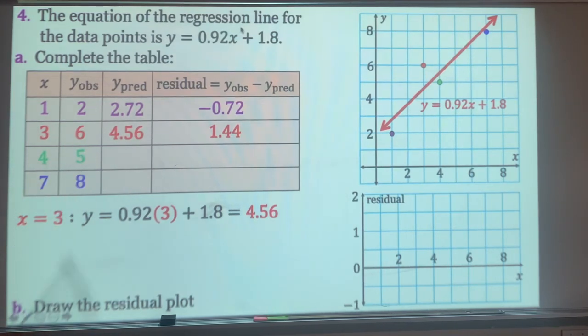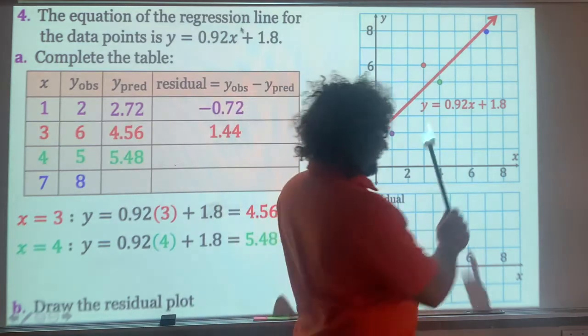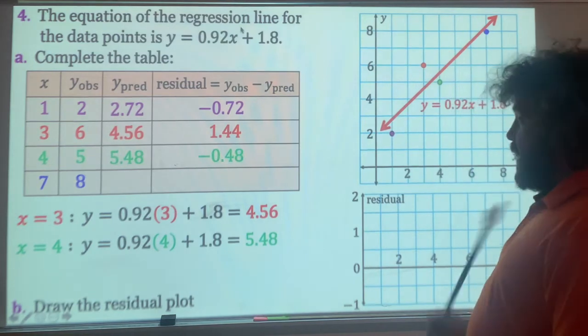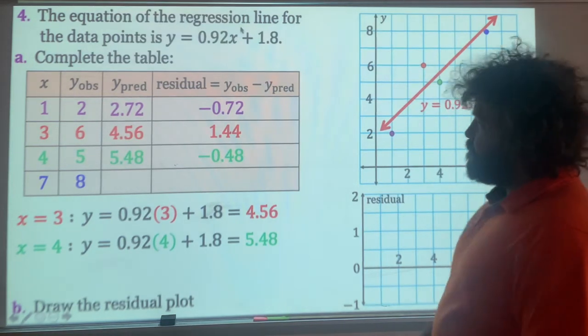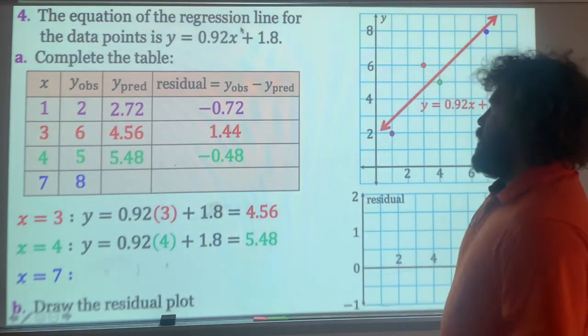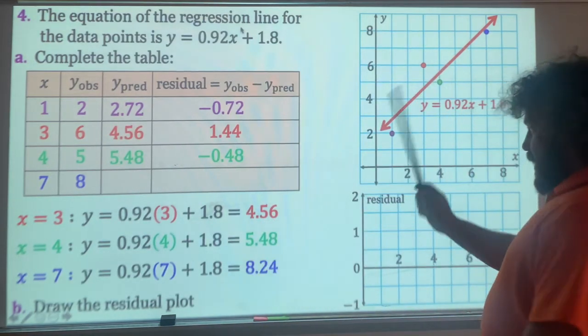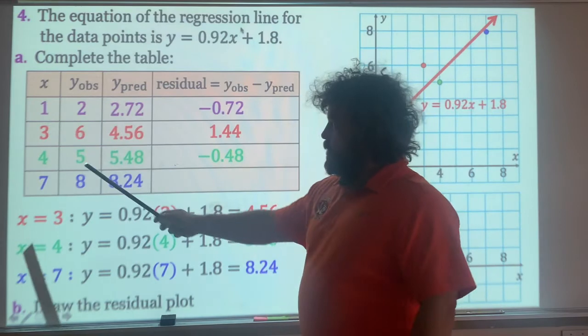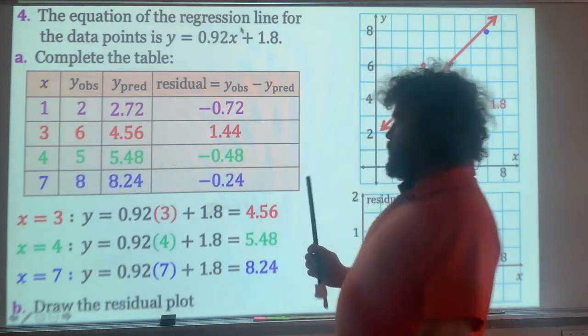Do it for 4, 5, and 0.78. You're only using the x value to find the predictions. All right, so for 4, plug 4 in. As an answer, you get 5.48. So my y predicted value is 5.48. That would be where it would fall on this red line right here. And subtract the 2, you get negative 48 hundredths. Do it for 7. 0.92 times 7 plus 1.8 gives you 8.24. Observed minus predicted, negative 0.24.